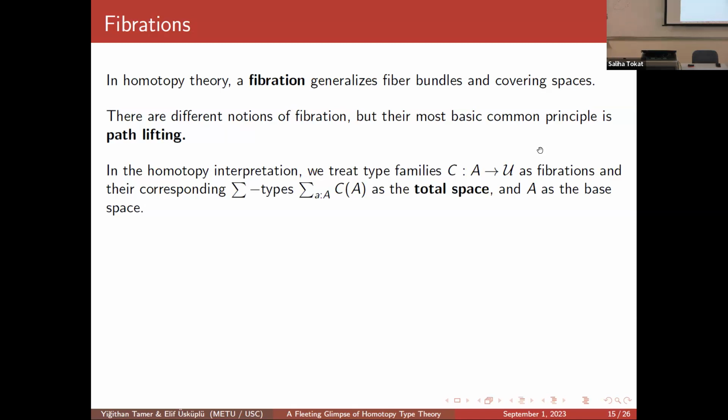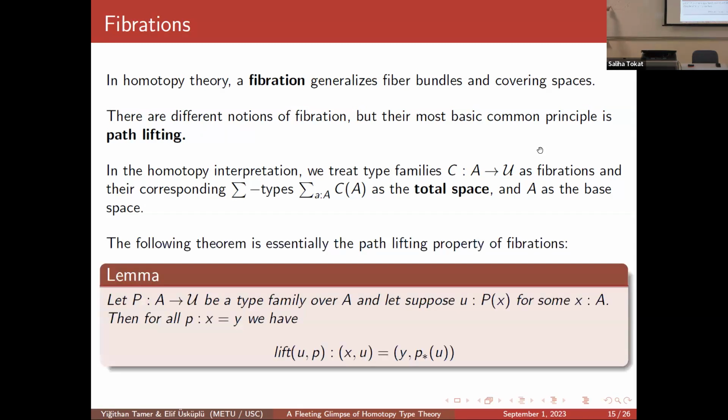Well, in the homotopy interpretation, that's basically a type family. If you have a type family, it's a function from A to U, right? So for each point on the space, you have a fiber, and they all form this type family, which is the fibration. The space up top is called the total space, and this is called the base space, right? So the base space is A, and the total space basically corresponds to the dependent pair type.